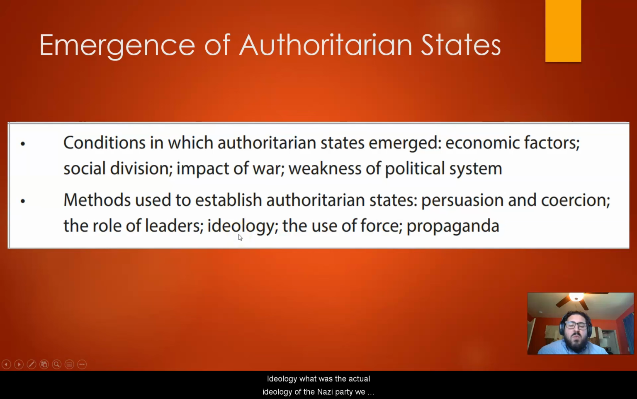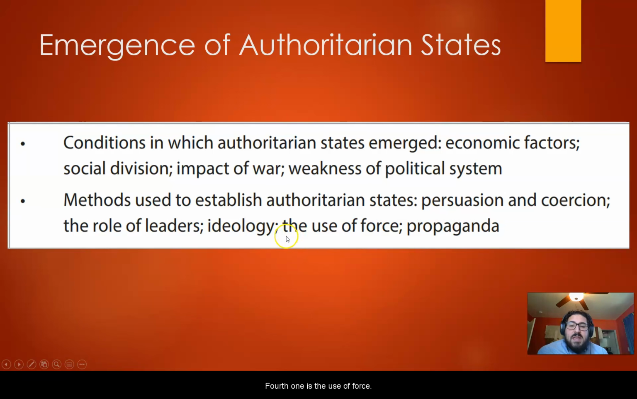Ideology. What was the actual ideology of the Nazi Party? We all know some form or another of what Nazism is. We can kind of explain a little bit of it. But what is it at its core? It is really what this is asking. And it's a lot deeper than you think it's going to be.